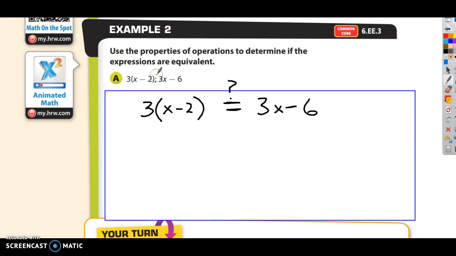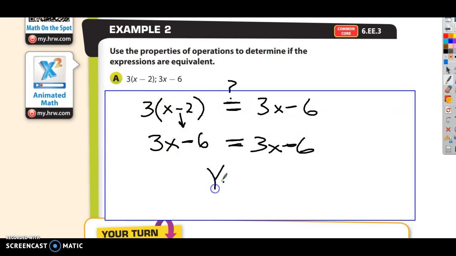And what is the distributive property? The distributive property is you take this 3 right here and you multiply it by everything inside the parentheses. What's 3 times x? It's just simply 3x. What's 3 times 2? 3 times 2 is 6, and then this sign comes down. So when I use the distributive property on this expression, I get 3x minus 6. Is 3x minus 6 equal to 3x minus 6? The answer is yes. They're equivalent.